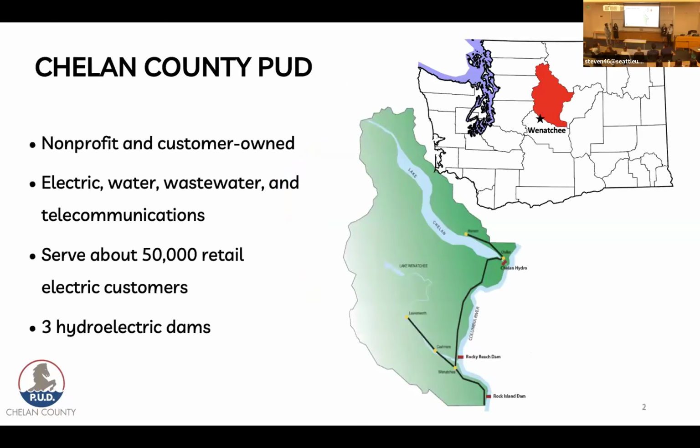So, who is Chelan County PUD? Chelan County PUD is a nonprofit customer-owned utility company based in Wenatchee, Washington. They run electric, water, wastewater, and telecommunication services and serve about 50,000 electric retail customers. They currently operate 3 hydroelectric dams, 2 of which are situated on the Columbia River, which are the Rocky Reach and Rock Island dams, and 1 that is situated on Lake Chelan.